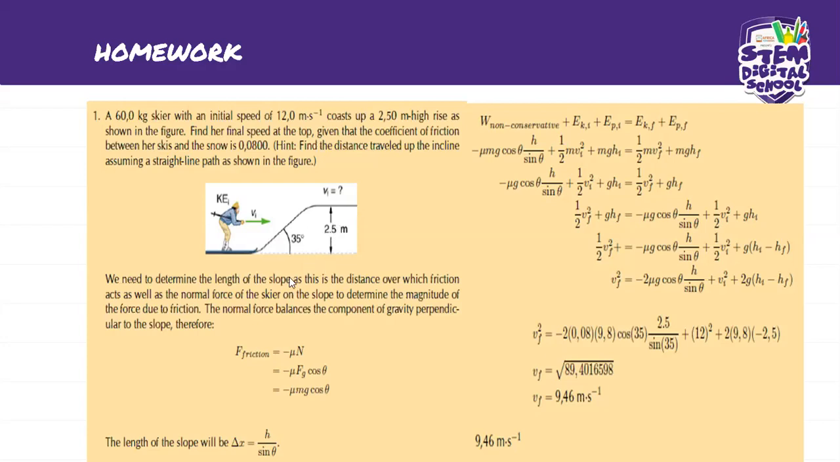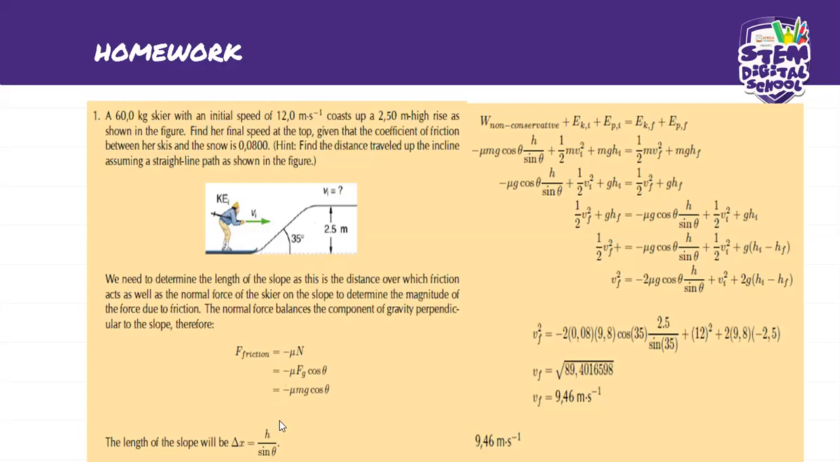It is opposite over adjacent in this case, so it's going to be H divided by sine theta. In order for us to find this distance, we need to find this distance here at the bottom.